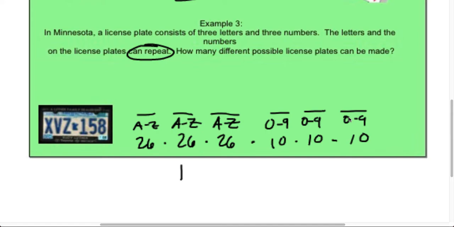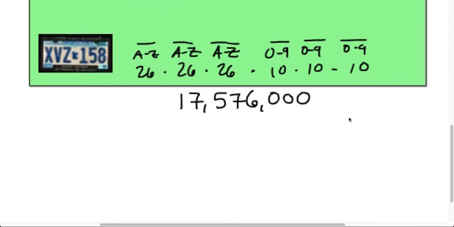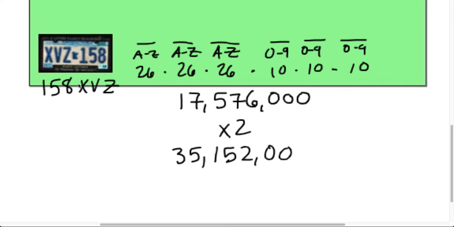When I do that, I get 17,576,000 license plates. If you've ever paid attention, like in this picture that they show us, XVZ158 is one license plate number. There is somebody else out there in Minnesota that has the license plate 158XVZ. So they can flip, and those are different license plates. And so in actuality, if I multiply that by 2, since every license plate can be flipped, there are actually 35,152,000 different license plates that can be made.